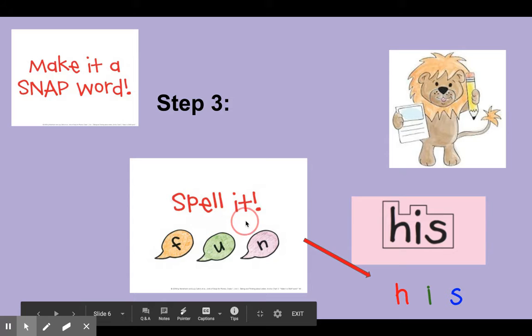Step 3, we spell it. H, I, S, is, his. Maybe it's his, not hiss.